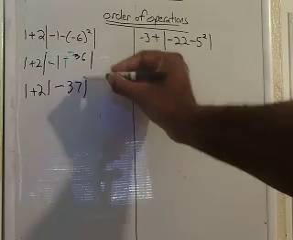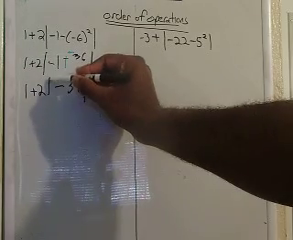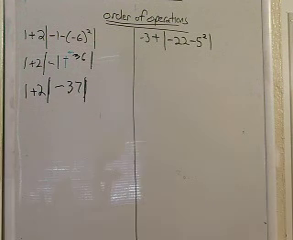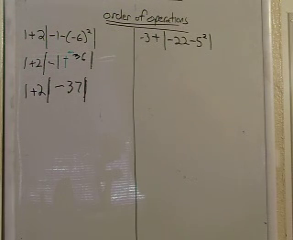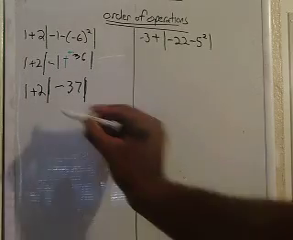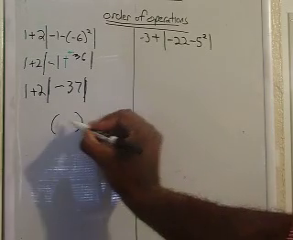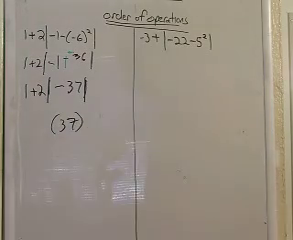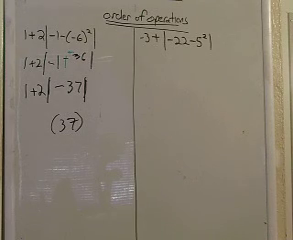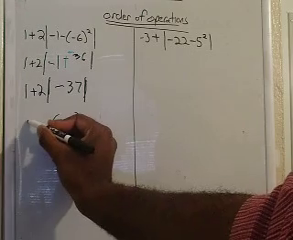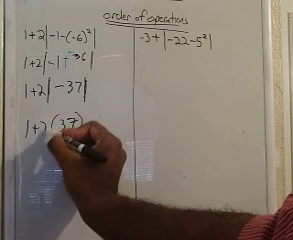So what's going to come next? Well, the next thing will be what? Getting this absolute value. So what's the absolute value of anything? Well, the absolute value of anything is always going to be non-negative. In other words, positive or 0. So the absolute value of a -37 is 37, and I'm going to leave that 37 inside parentheses. Okay, and I'm just going to bring everything down.